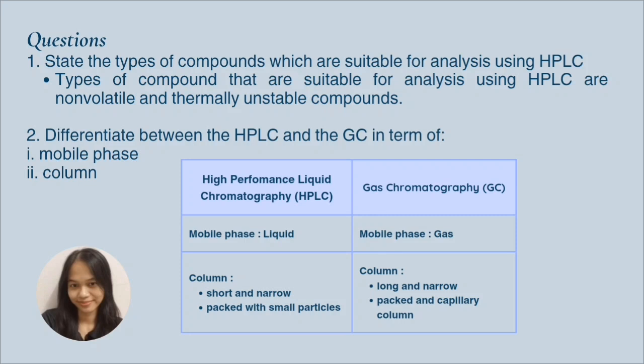And the second question is, differentiate between the HPLC and the GC in terms of mobile phase and column. For high-performance liquid chromatography, HPLC, the mobile phase used is liquid. The column for HPLC is short and narrow and packed with small particles. Meanwhile, for gas chromatography, GC, the mobile phase used is gas. The column is long and narrow, and it has two types of column, which are packed and capillary columns.